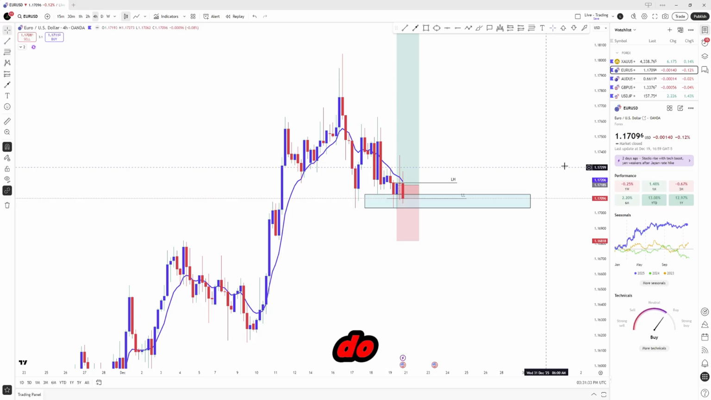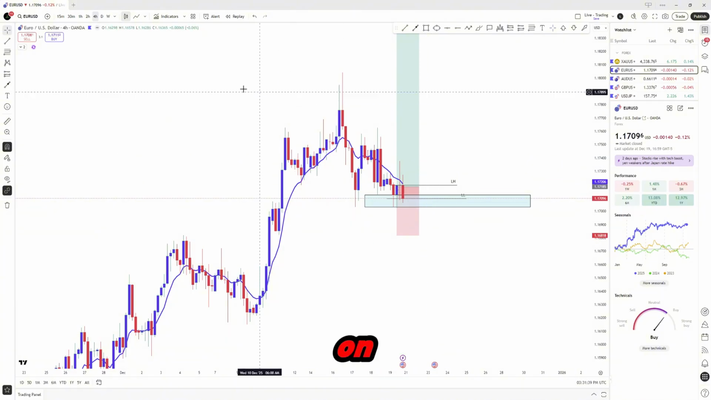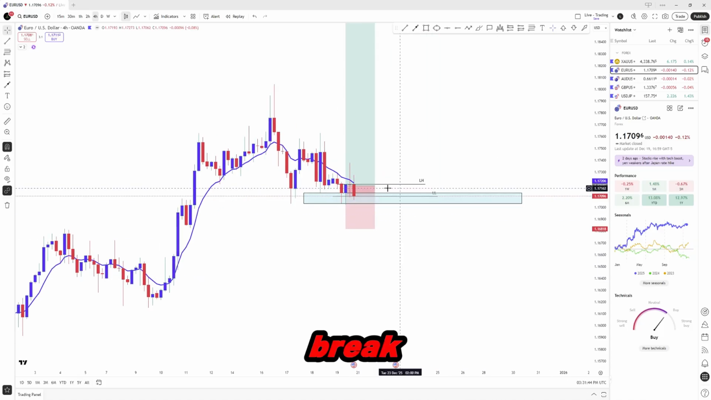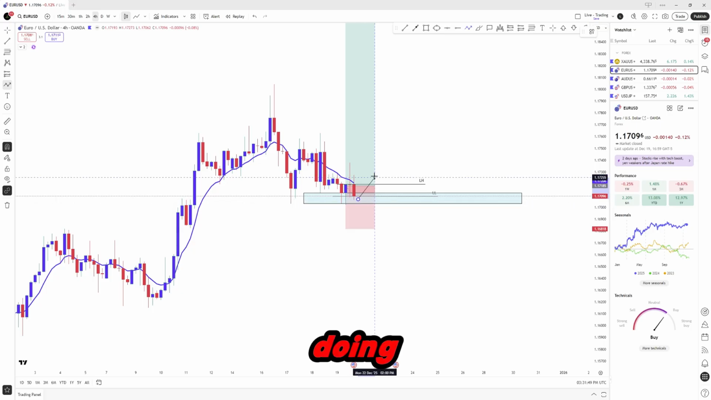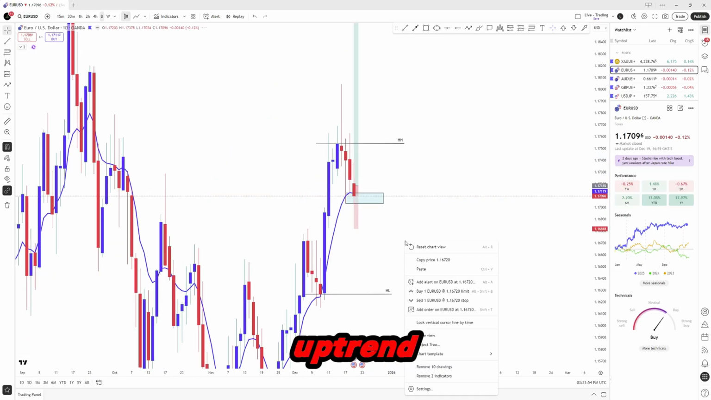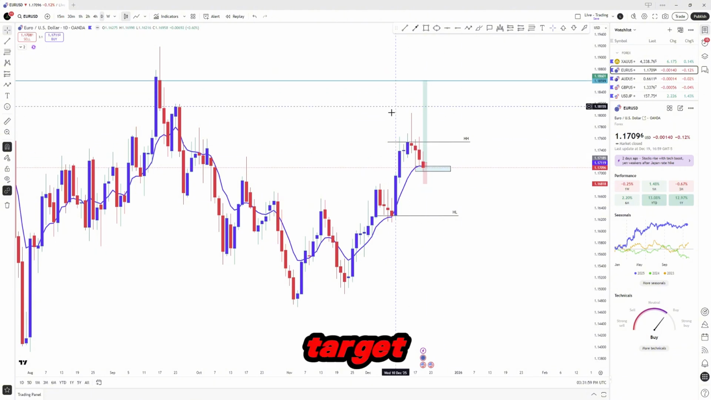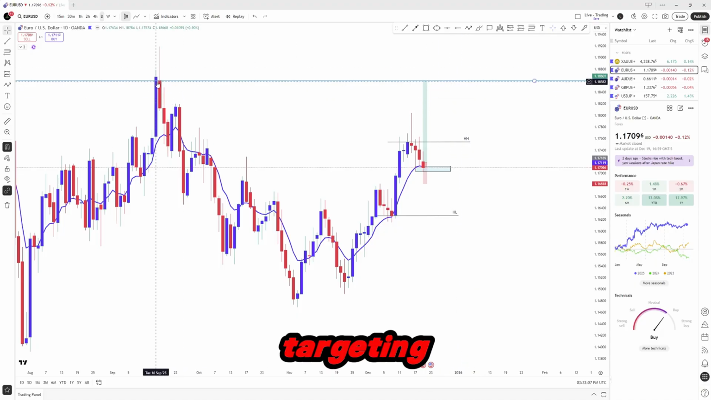What I would like for this to do, because I'm currently on this trade, is break above this zone, doing this, to continue the uptrend. I would like for Euro USD to target the zone right here, or come up to this level right here, targeting these higher highs.